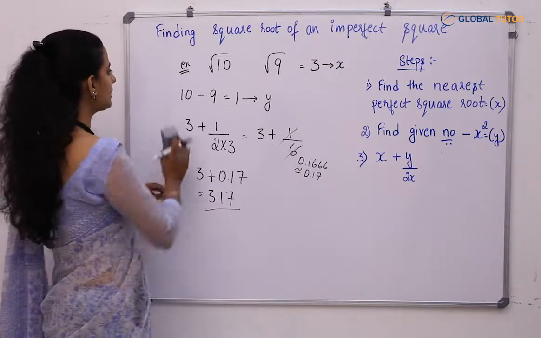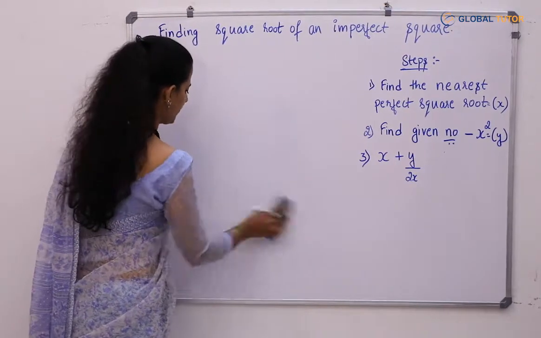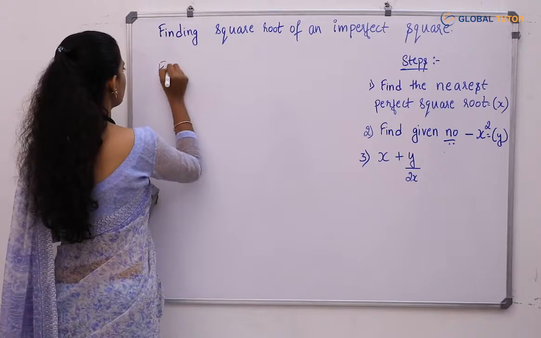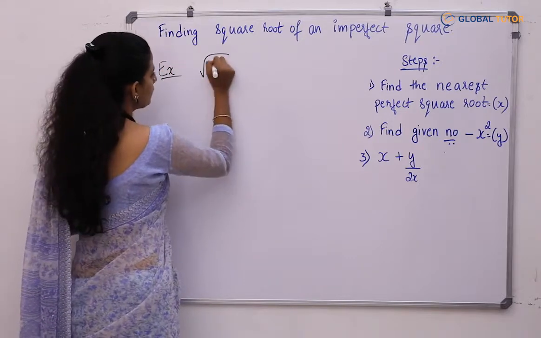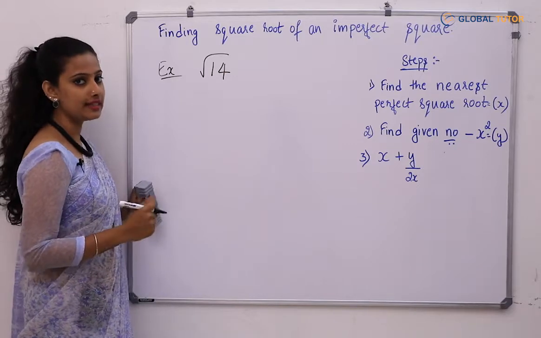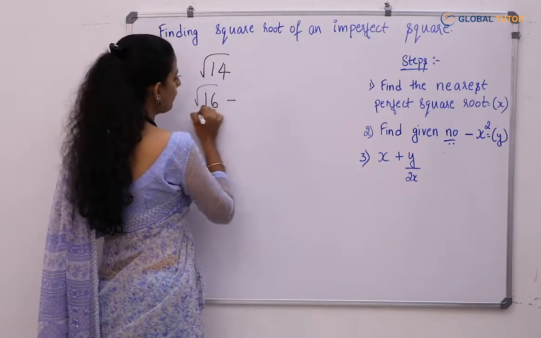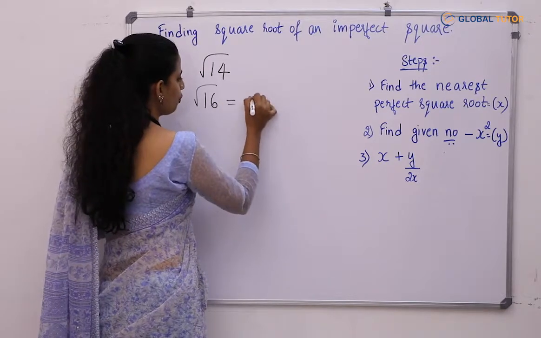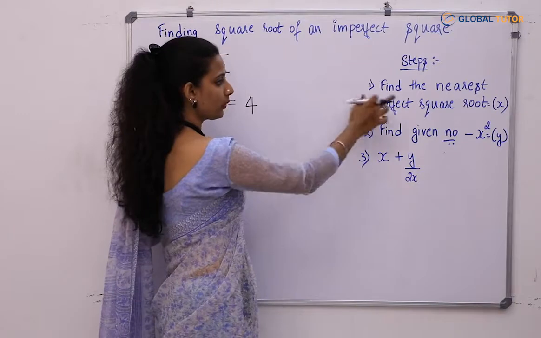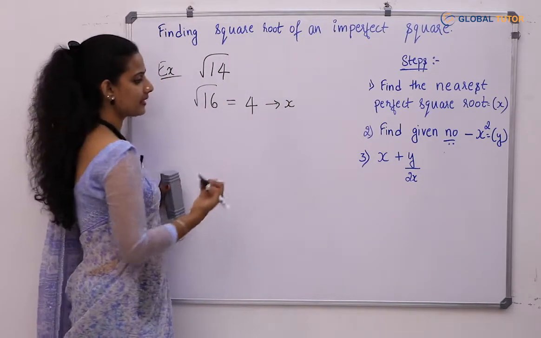Now, let us take another example. I am going to take root 14. So, which is the closest square root for root 14? It is root 16. So, the square root of root 16 is 4. Now, in the first step we found the nearest perfect square root and let's call it x. So, here 4 is x.